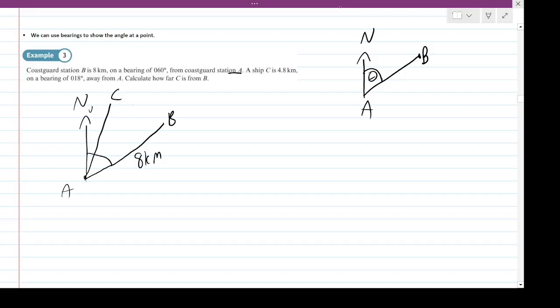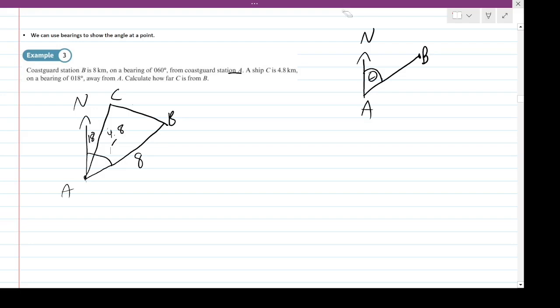let me write a bit clearer. I've got much space to write this actually. 4.8 kilometres there, okay. Then it's asking to calculate how far C is from B, so it wants this side here. So this is 4.8 and that's 8. Right, so this is 18 degrees then, this little wedge between the north line and the line AC.